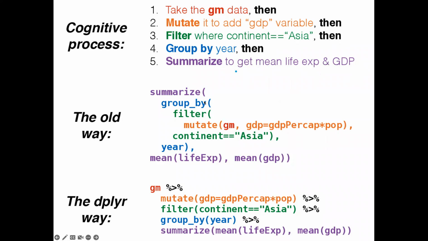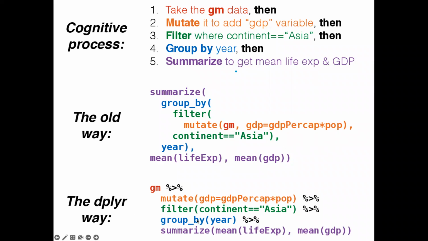Now, the old way of doing things, you would use nesting, meaning that you start inside out. So the first step is to nest all this and start from the inside: mutate, then filter, group by, and summarize. You can see how this can easily be problematic for the cognitive process.